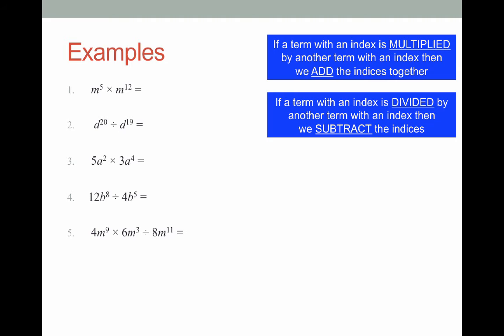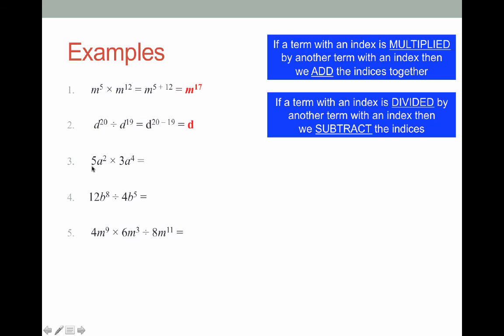Okay, I hope you paused the video. Here are the answers. The first one, m to the power of 5 times m to the power of 12. Well, we're going to keep the m the same and we're going to add the powers. This means that a simplified version would be just m to the power of 17. For question 2, I would keep the d the same and I would have 20 take away 19 because that's the rule for dividing. I end up with just d, or d to the power of 1, but we don't write the 1. 3 and 4 and 5 have coefficients.